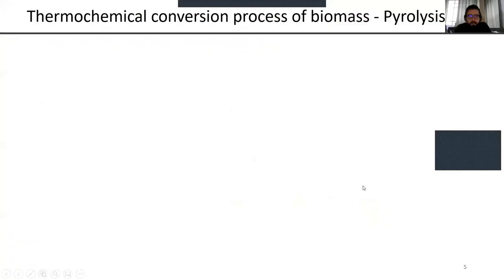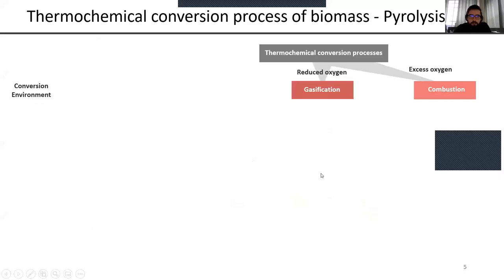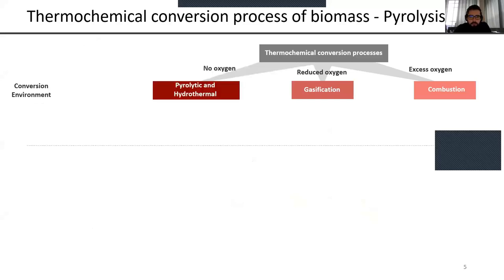So yes, from the beginning. If we would like to divide the thermochemical conversion processes, we can divide them firstly by the conversion environment. If we have an excess of oxygen, it's going to be combustion of the biomass. Then if the oxygen content in the environment is reduced, we call it gasification, so the products of the conversion are not at the highest level of oxidation. And then there are the processes which do not contain oxygen in the conversion environment. So these are the pyrolytic and hydrothermal processes.